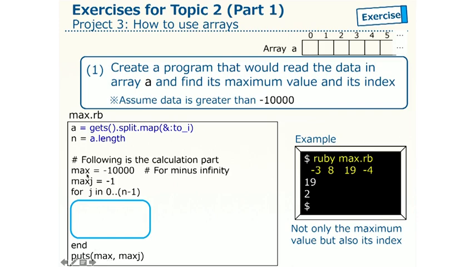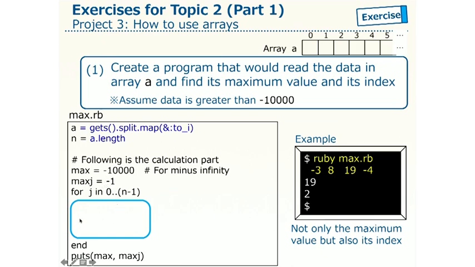The variable max is used to keep this maximum value. Actually, we use this variable to keep the current maximum value when going through the array A. So we assign -10,000 for its initial value here. The variable maxj is for keeping the index of the current maximum value. Here we assign -1 to this as its initial value, which means that the index is undefined.